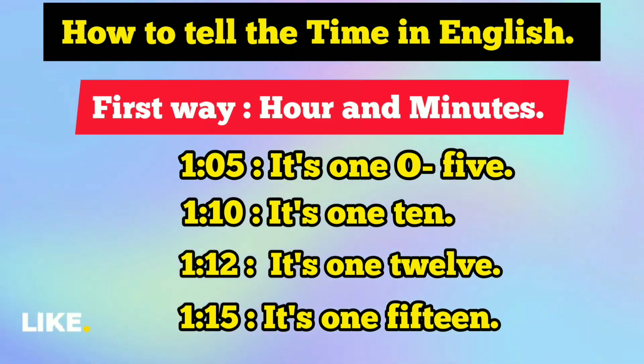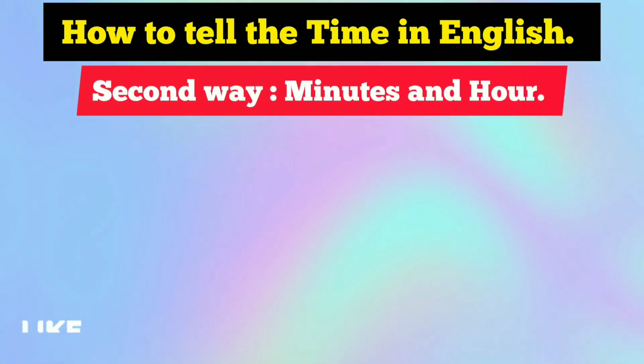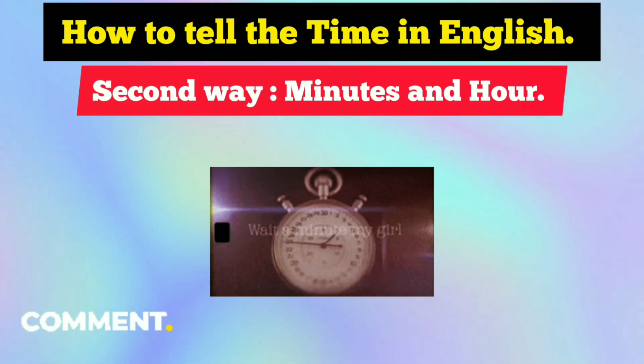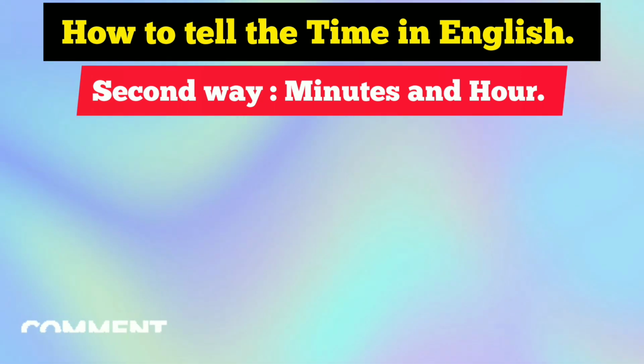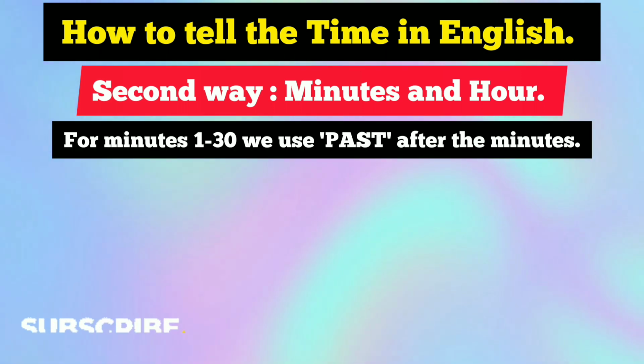Up next, I'll show you another interesting way to tell the time. Here we just mention the minutes first and then we say the hour. So here, as I already mentioned, we mention the minutes first and then follow it up with the hour. And let me tell you one more important thing. For minutes 1 to 30, we use past after the minutes. Let me show you, then you are going to understand.